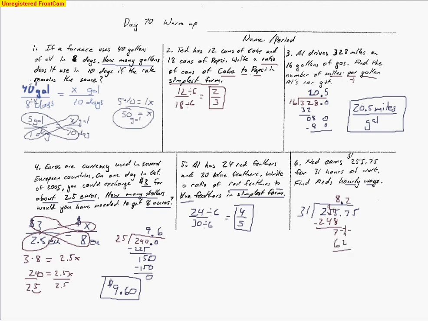So we do the subtraction once more, and we get 15, we'll bring down this 5. And now we have 31 into 155. Let's try 5 times, and that makes exactly 155. So there's our answer. So the hourly wage is $8.25 per hour. There it is. So those are the warm-ups for day 70.